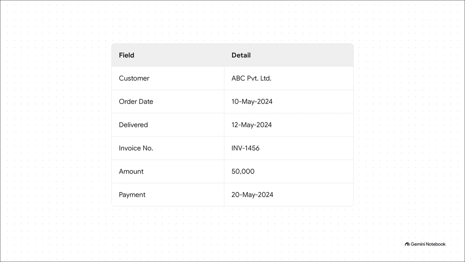We've got a customer, ABC Private Limited. The order is placed on May 10th. The goods are delivered on May 12th. We see invoice number INV 1456, also dated May 12th, for an amount of $50,000. Finally, the payment is received on May 20th.